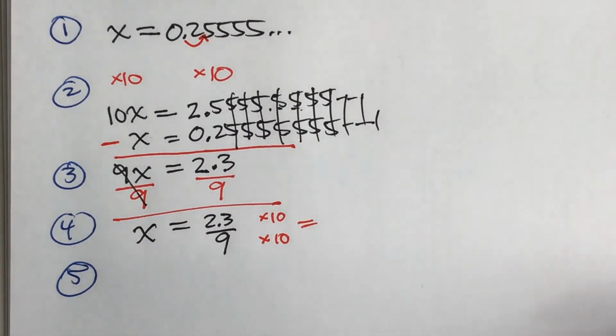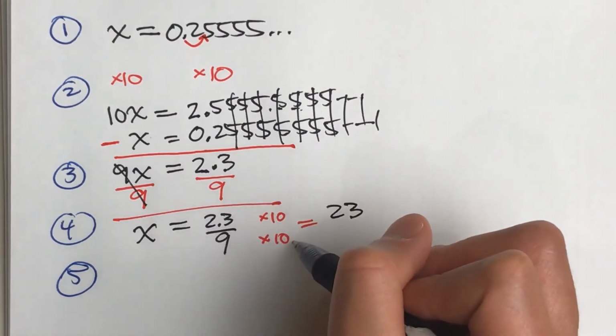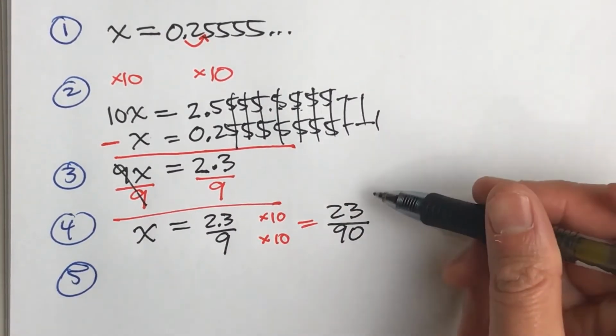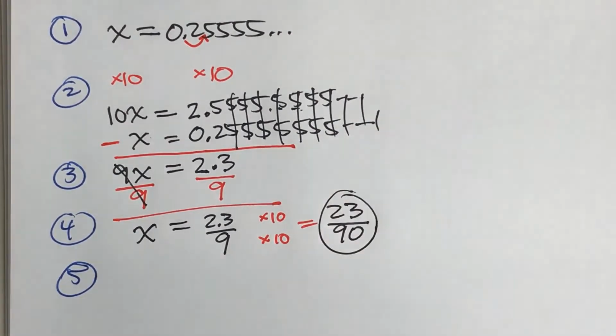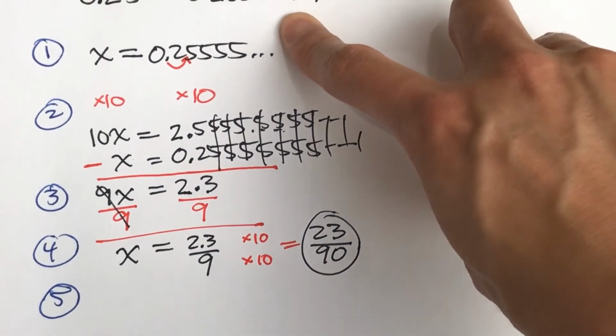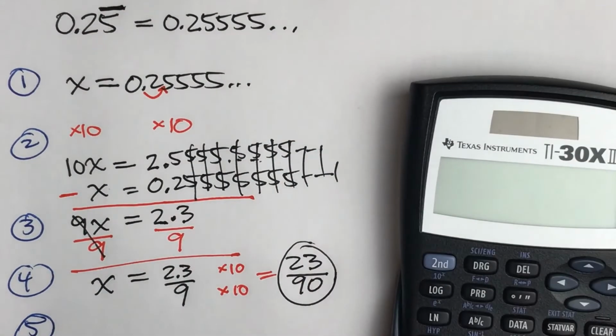So let's do that. 2.3 times 10 is 23. 9 times 10 is 90. Can we reduce this? 23 is a prime number, so no. 23/90ths must be the fraction that's equal to that original repeating decimal. And if you're not sure, let's check it on your calculator.